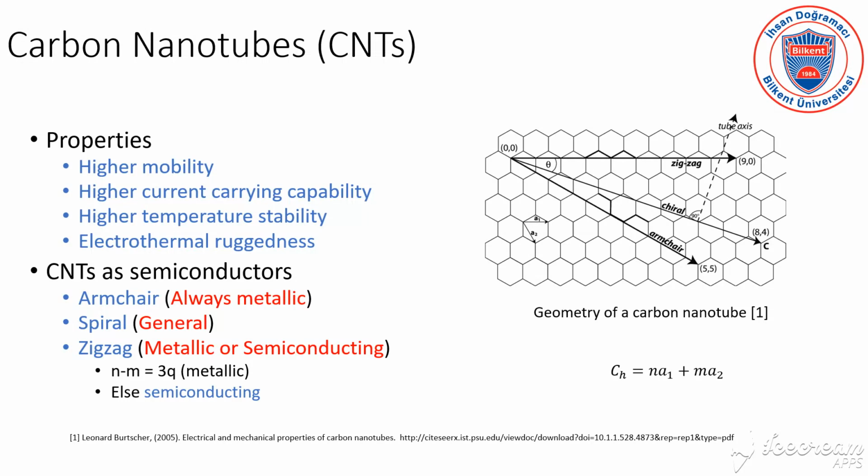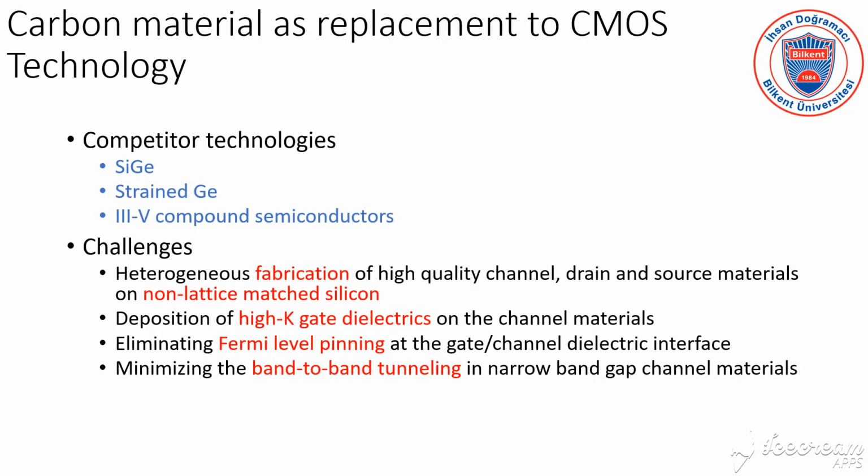Here some of the electrical properties of carbon nanotubes have been highlighted, and carbon nanotubes can act as metals or semiconductors depending on their geometry. Zigzag geometry has the option for nanotubes to act like semiconductors.